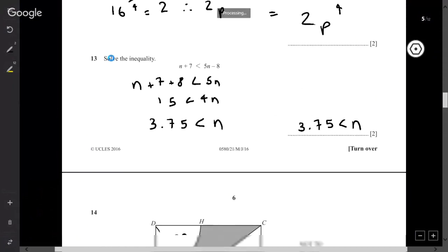Okay, question number 13, solve the inequality. Okay, just treat this exactly the same as you would with an equal sign. So I've just rearranged it to make n the subject, and I found that n is bigger than 3.75.